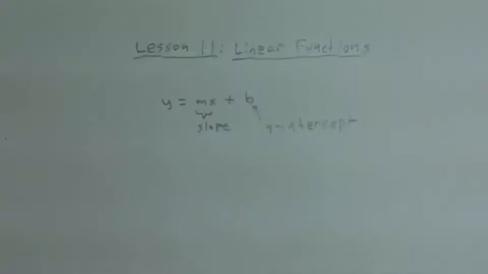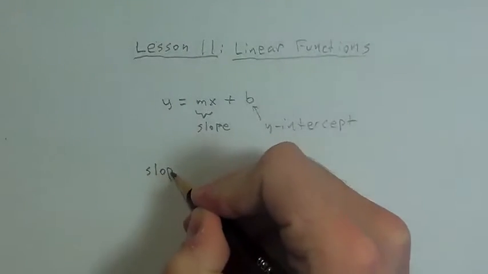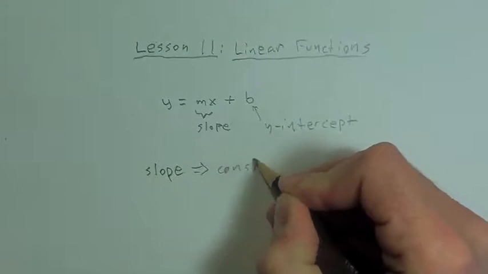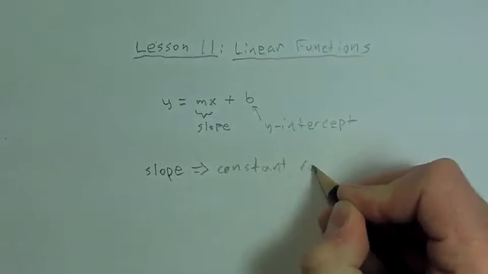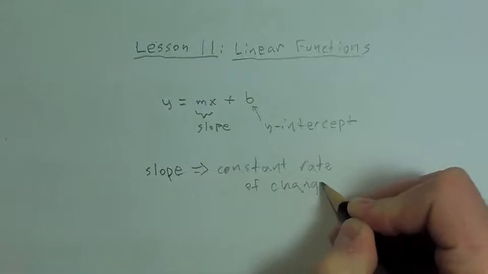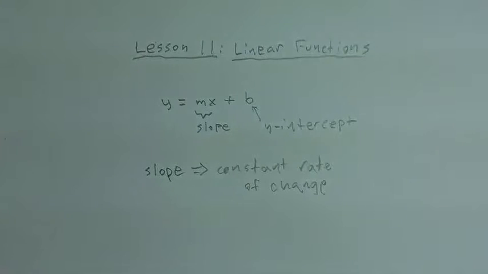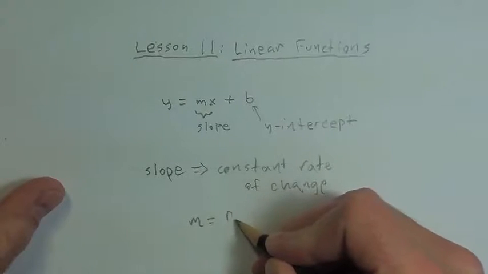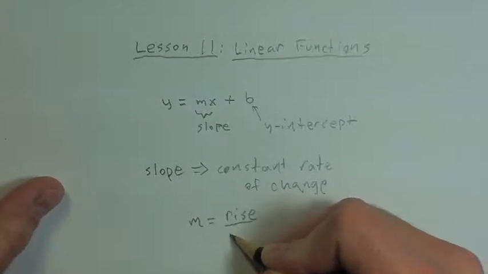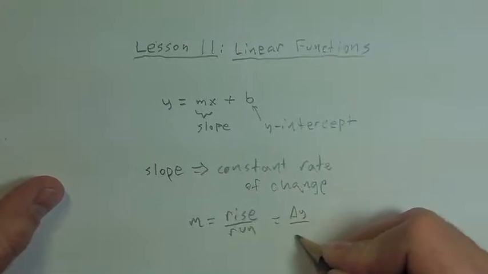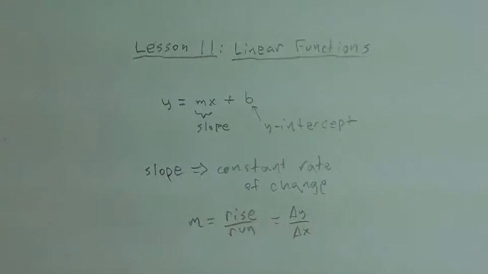Okay, so the slope acts as the constant rate of change. Okay, so it tells you how the function changes over time, and if you remember, this is given as rise over run, okay, or the change in y over the change in x.